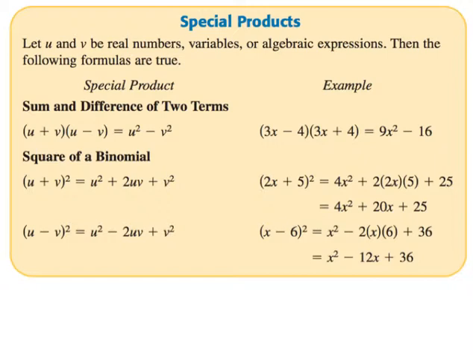And finally we have perfect squares, so we have u plus v squared, and we have u minus v squared. You can see there that the first and last terms are both going to be positive, u squared and v squared. And then the middle term is going to be positive or negative depending upon whether it's u plus v squared or u minus v squared. So let's see what this looks like in practice.